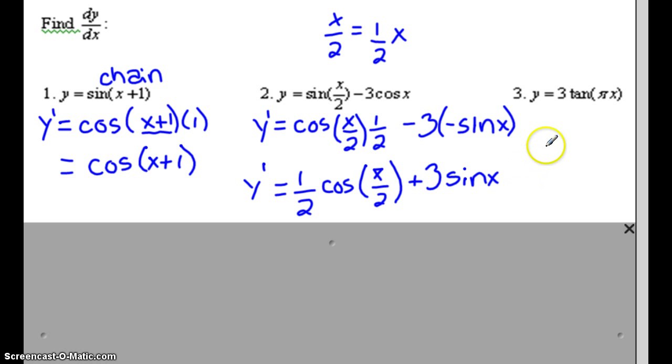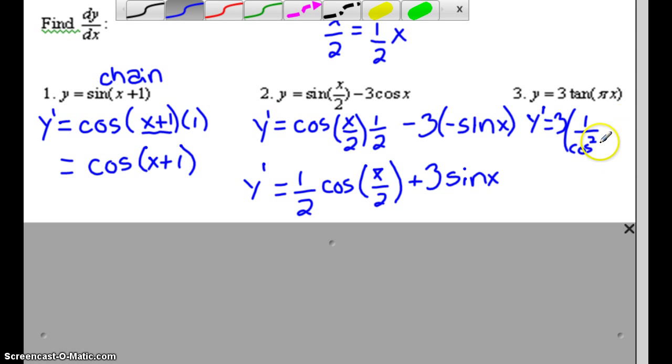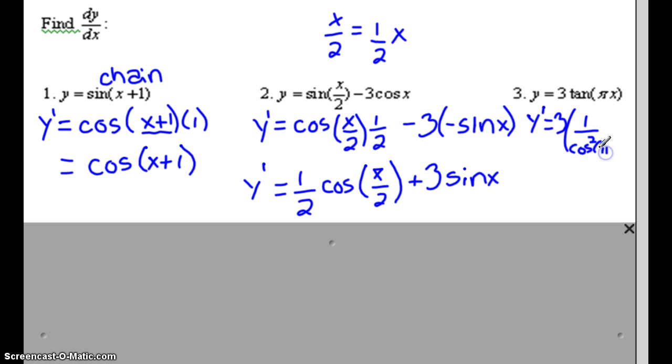Okay? Last but not least, let's try a tangent one. Derivative of 3 times tangent of pi x. So it is not just x inside of tangent, so I do have to apply the chain rule. 3 is a coefficient, so it stays. I'm going to use 1 over cosine squared for the derivative of tangent. Keep the inside the same. So again, that's a common mistake there. Keep the inside the same. Well, my inside is pi x, so I want to make sure I keep pi x as the inside function. Okay? And then I want to multiply by the derivative of the inside function. Well, the derivative of pi x is pi.